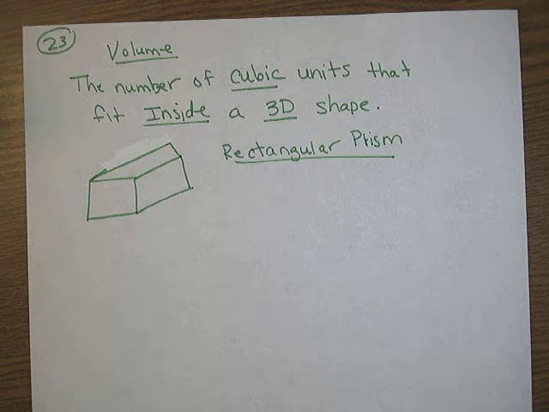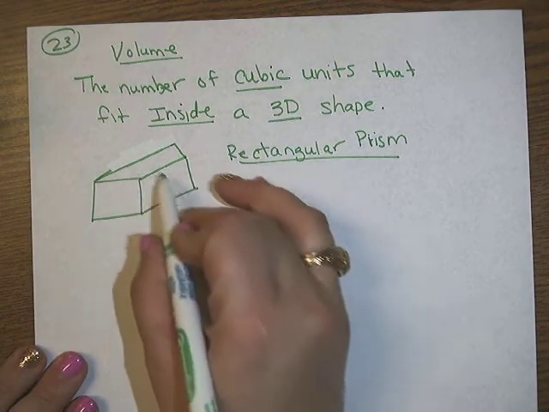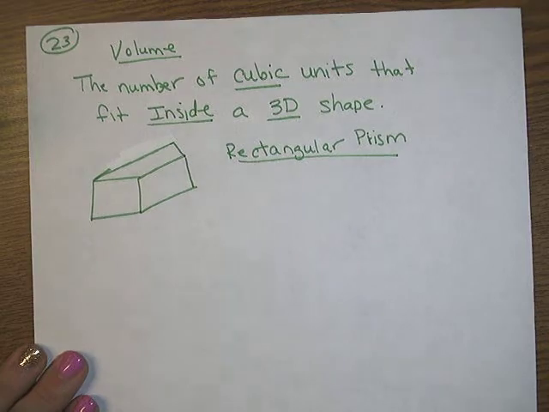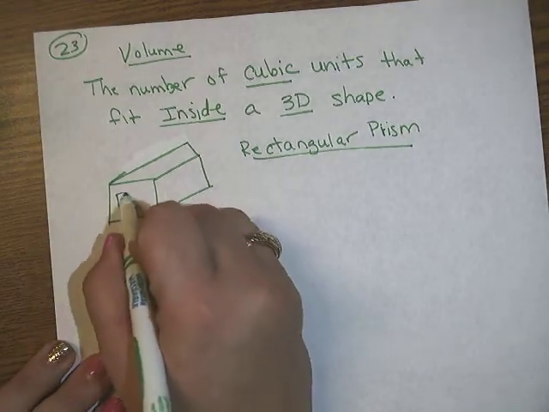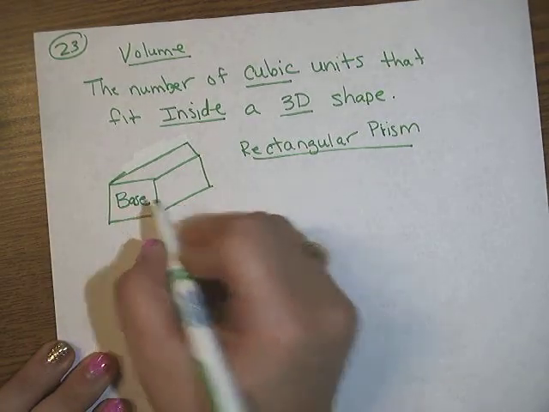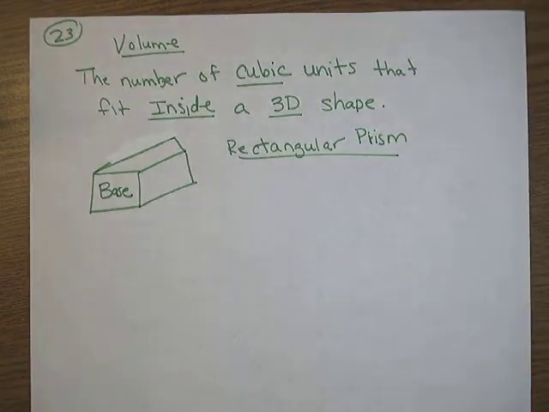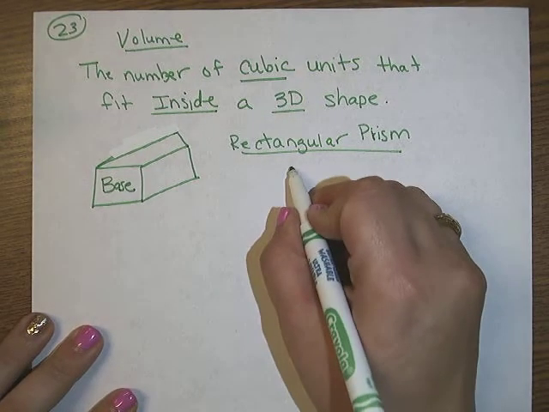Okay, so rectangular prism, we always want to look at our bases. So if you look, where's your base? Is it this part that goes around, or is it the two edges? Two edges. You always want to either label your base or highlight your base. Make sure that you know what your base is.